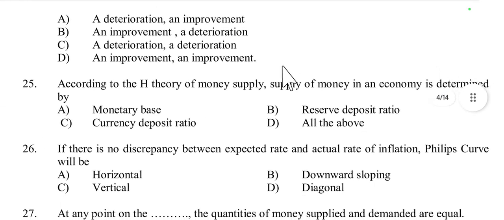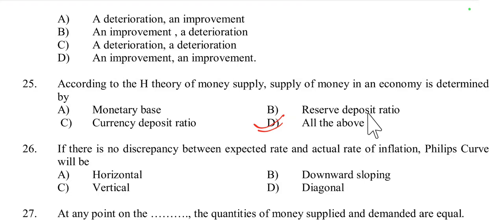Then question number 25. According to the high powered money theory of money supply, the supply of money in an economy is determined by monetary base, reserve deposit ratio, currency deposit ratio, all of this. So here the supply of money in the economy is determined by all of this. First one is monetary base. Monetary base means the total amount of money created by central bank, including currency in circulation and bank reserve. These are the monetary base.